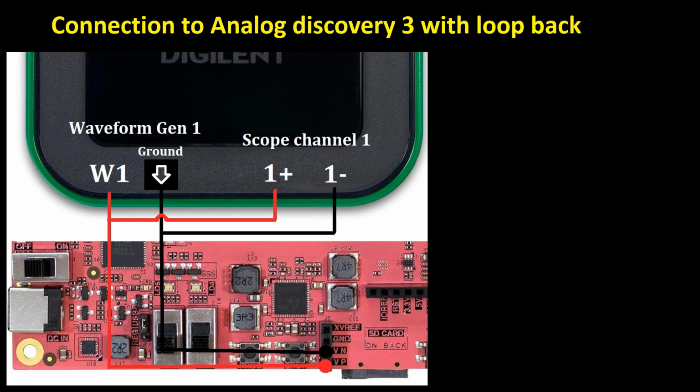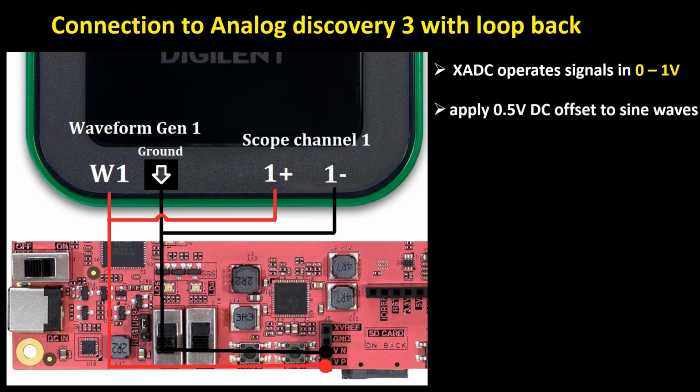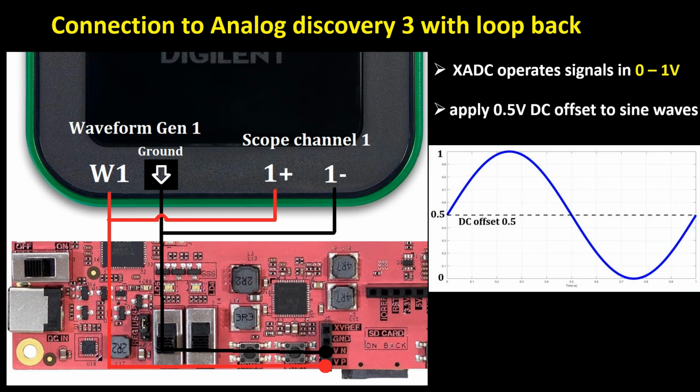For proper connection, the positive signal should be connected to VP and the negative or ground signal should be connected to the VN pin. The XADC operates only with input signals in the 0 to 1 volt range, so we need to apply an offset to sine waves or other signals accordingly. To meet this requirement, we can generate a cosine wave with an amplitude of 0.5 volt and apply a 0.5 volt DC offset to shift it into the 0 to 1 volt range.